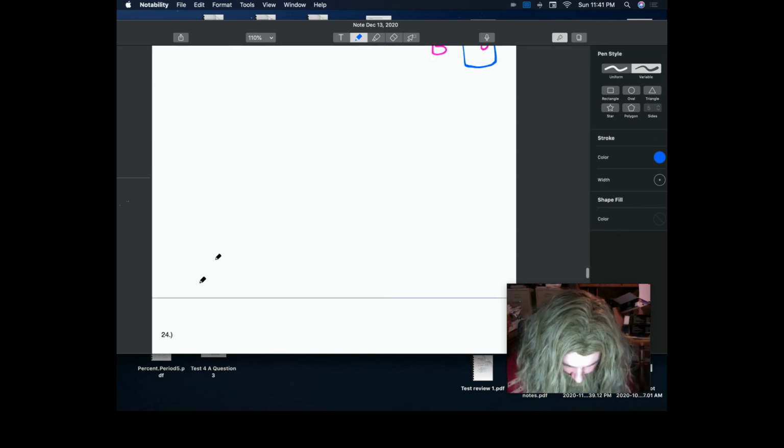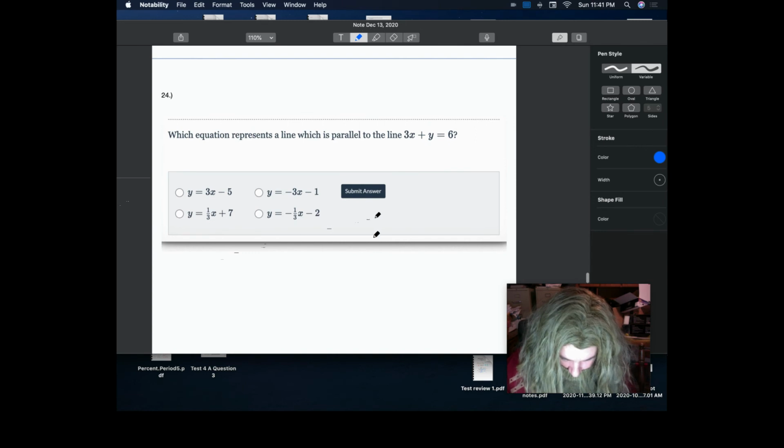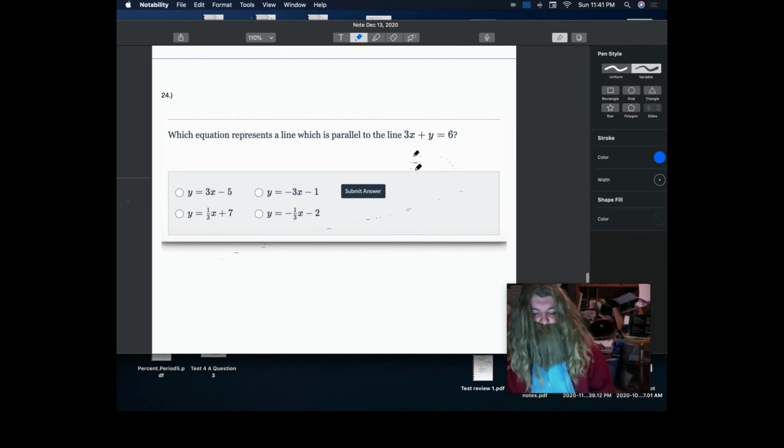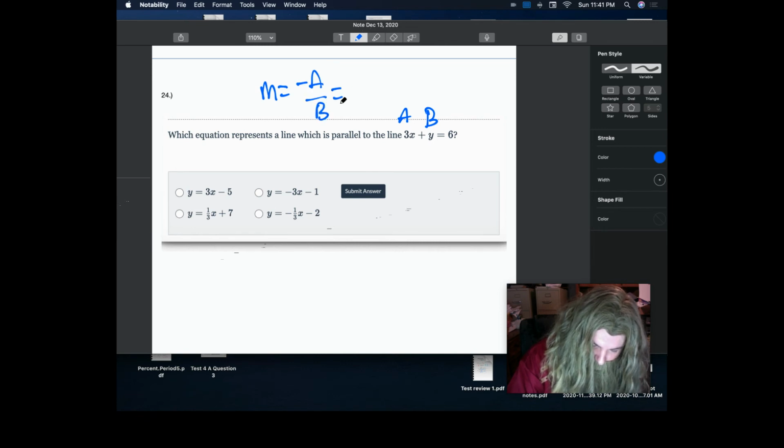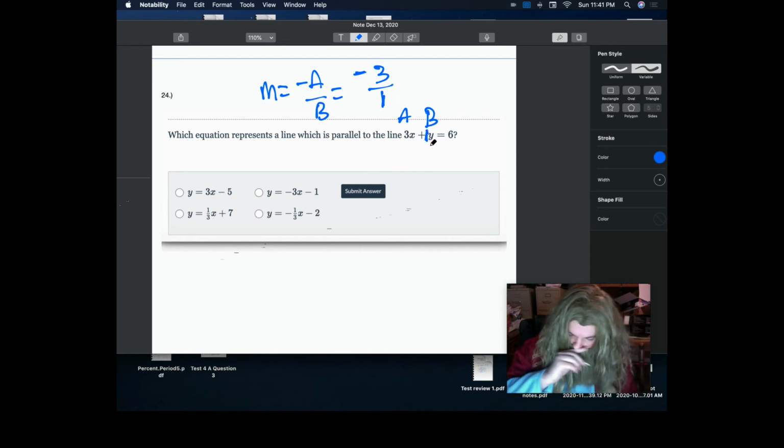Let us move on. Number 24. It is the same question. It is giving me an a, it is giving me a b. I will substitute into negative a over b and realize my slope is negative 3 over 1. Remember, the leading coefficient here is 1. And what does the mighty Thor do after scratching his nose?